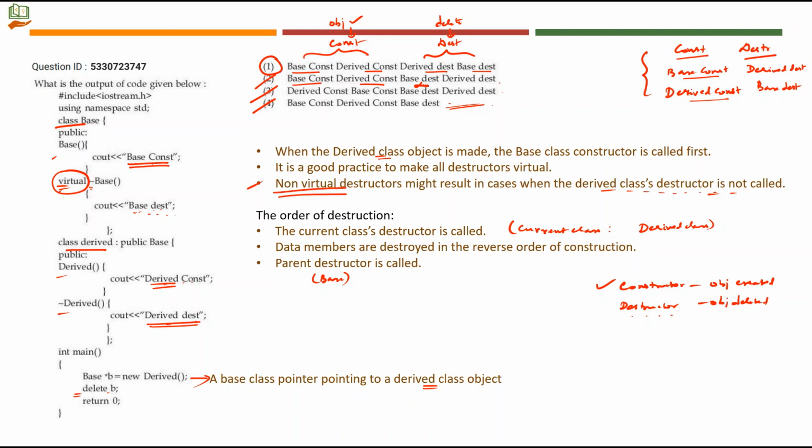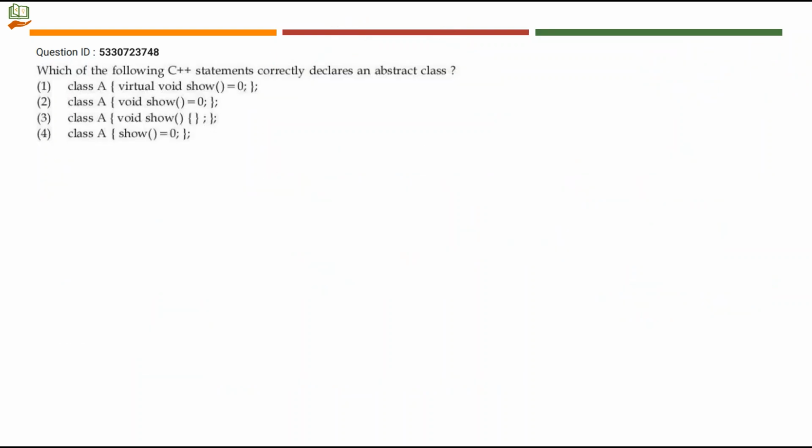When you don't have virtual here, derived destructor may not be called. That's why this makes it sure that derived destructor is definitely called. So these are little points that we have to learn while we are preparing for such questions. Next question. Which of the following C++ statements correctly declares an abstract class?